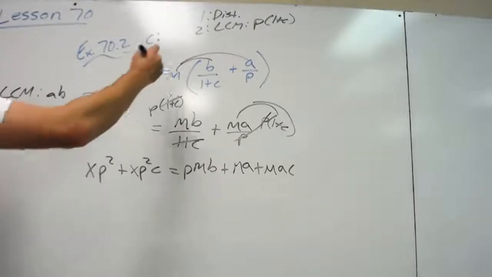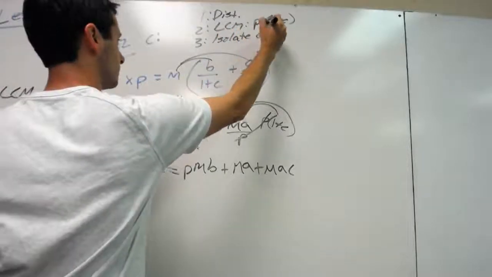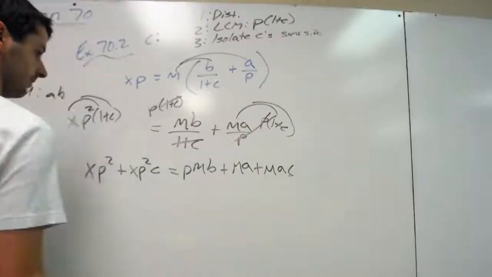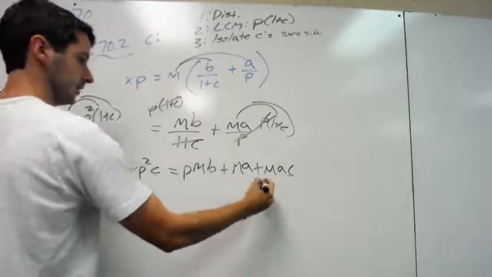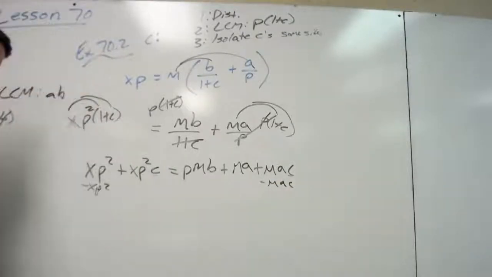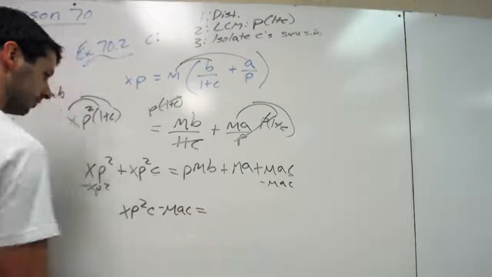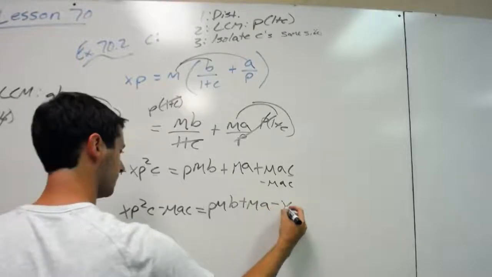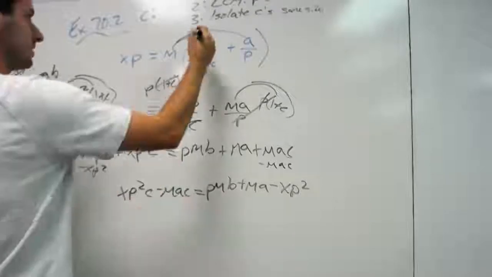All right, step 3, isolate the c's on the same side. So here's a c, here's a c. I'm going to subtract mac here. And what that leaves me with is xp squared c minus mac equals pmb plus ma minus xp squared. Now we've got the c's on the same side.